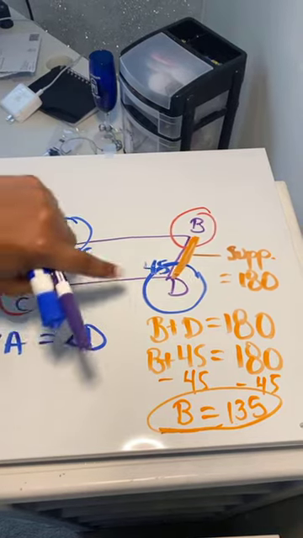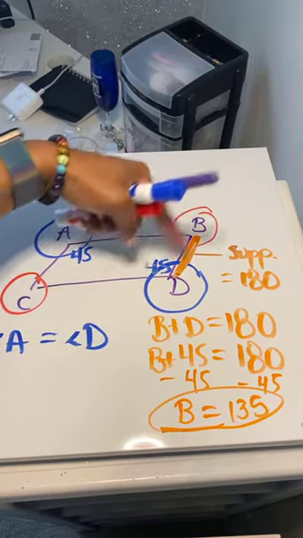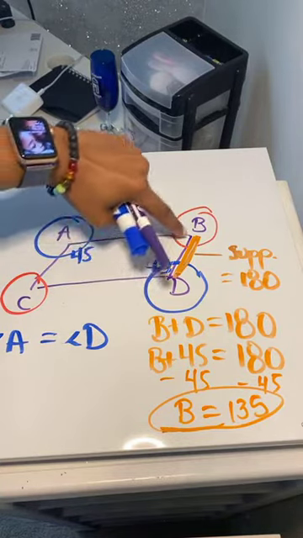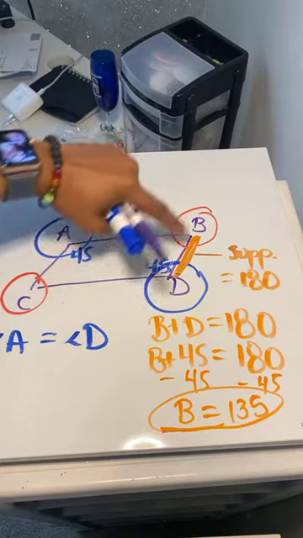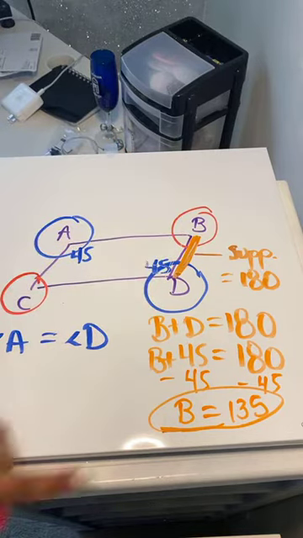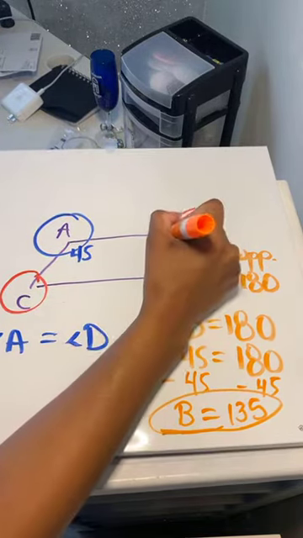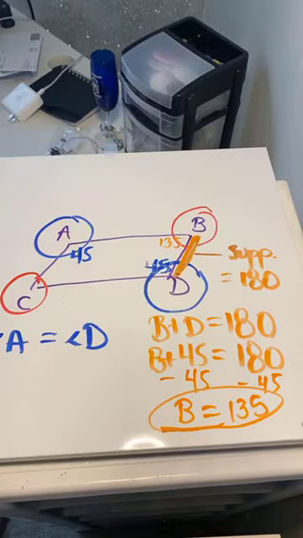So Akila, to your comment, remember these form a line. The measure of a line is 180. So if I add these two together, I should get 180. That means this top angle right here is going to be 135. And no, they're not right angles. It's a parallelogram, so that doesn't mean they're necessarily right.